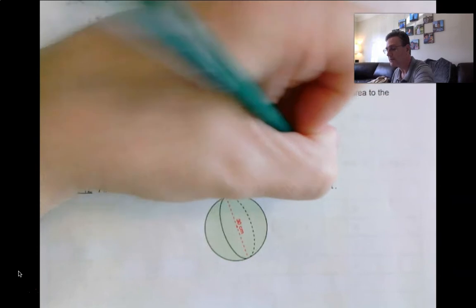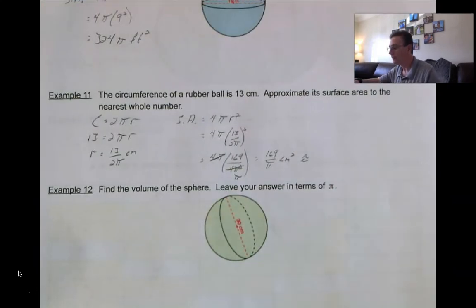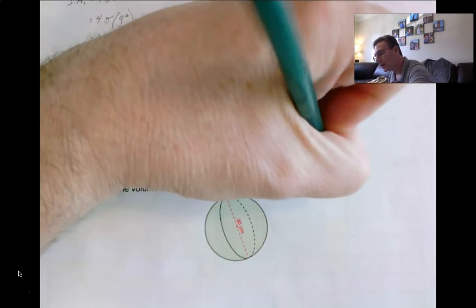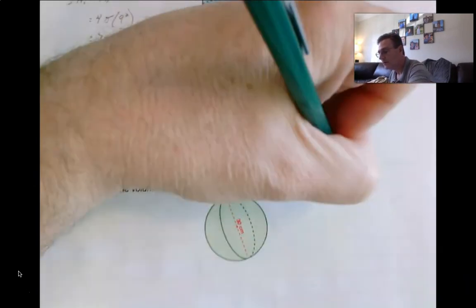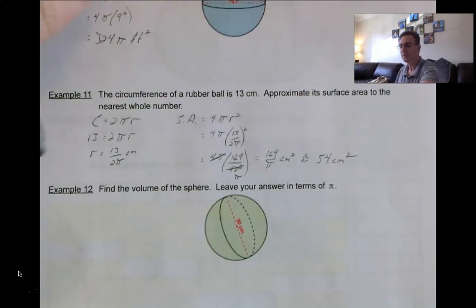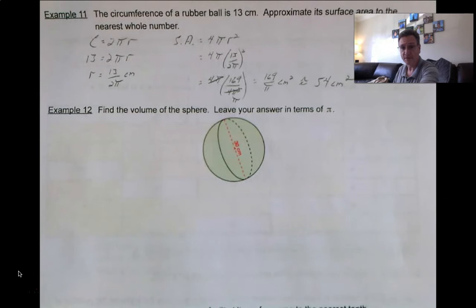We want to approximate this to the nearest whole number. So 169 divided by, using the pi key, I get approximately 54 centimeters squared.